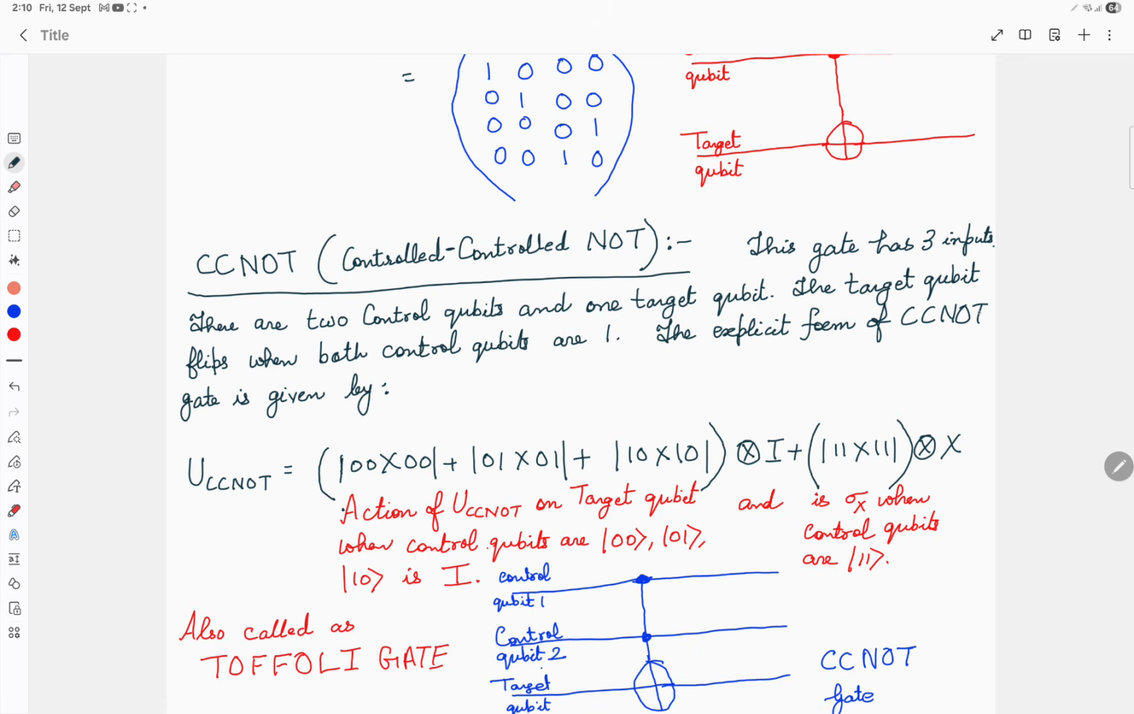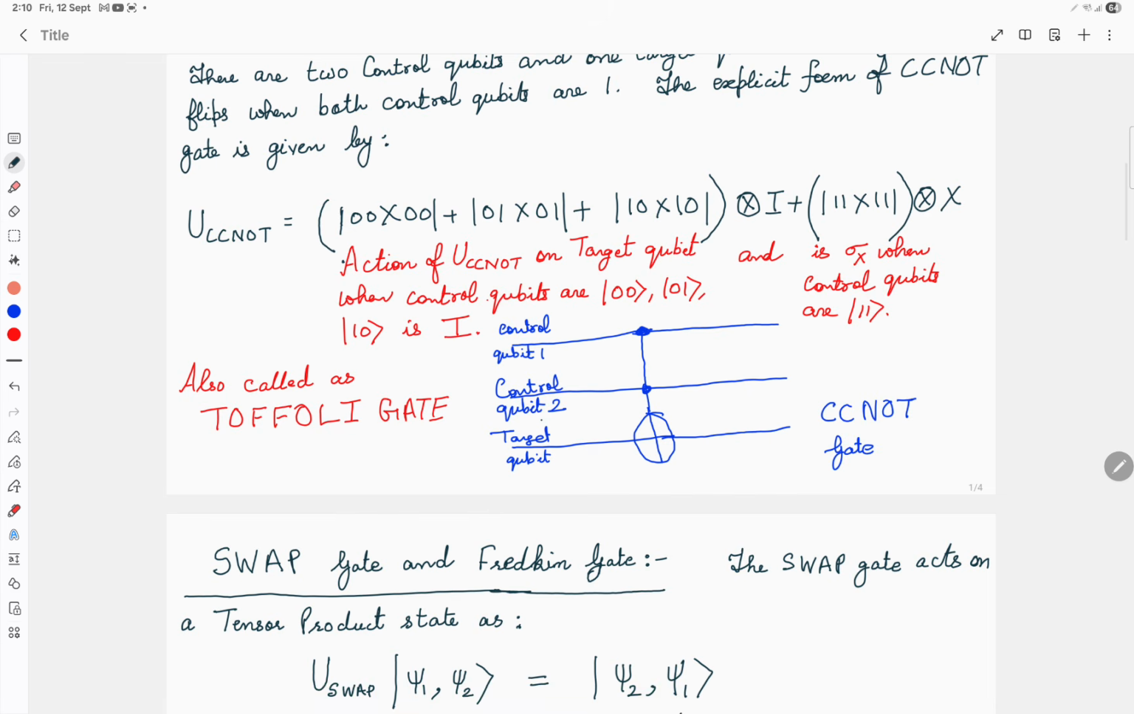The explicit form of the CC0 gate is given by this equation. You expand this equation, you will get the unitary matrix for this CC0 gate. The CC0 gate is also known as the Toffoli gate. Very commonly and very famously, it is known as the Toffoli gate. This is the symbol of the Toffoli gate, where two control lines are there and one target qubit is there.